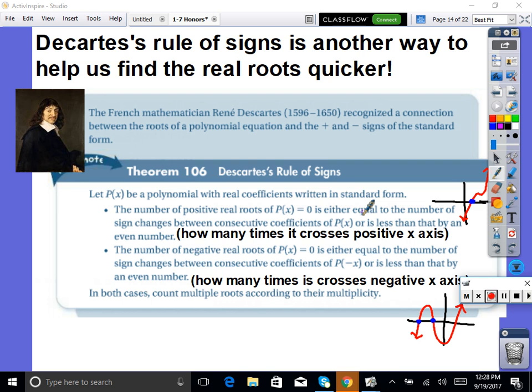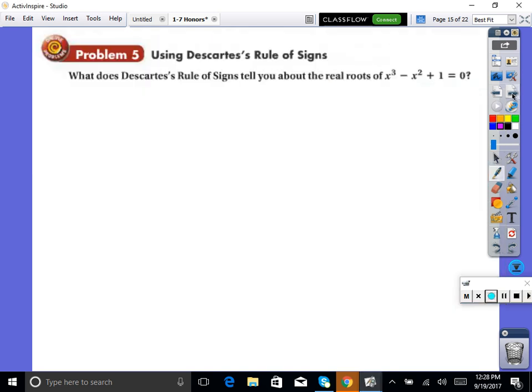Then he also noticed, well, what about negative roots? So what he noticed is the number of negative real roots. Do you see where it crosses? That would be a positive real root on the positive x-axis. Then do you see how these are negative real roots? They would cross over in the negative x-axis. So if you plug in negative x and simplify the polynomial, once again the number of sign changes between consecutive terms tells you the number of times it's going to cross the negative axis. Does that kind of make sense? And then we'll do an example. Kind of? Okay, it's going to maybe take an example.